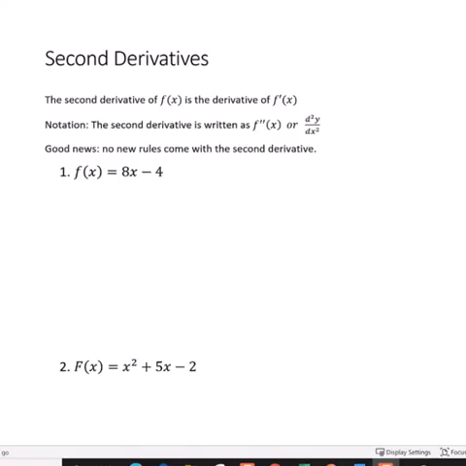Good news is I don't have any new rules for you. The rules that we use for first derivatives work for the second derivative. We're just going to do it twice. So the first one says f of x is 8x minus 4. You know the first derivative, f prime of x, is 8. And then when I take the second derivative, the derivative of 8 is 0. We can only get to the second derivative by knowing the first one, so you do have two sets of things to do, but it's not too bad.